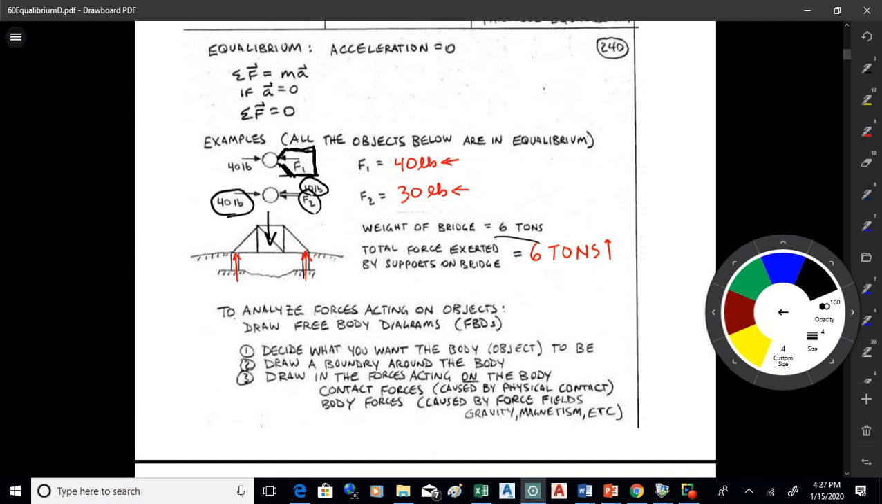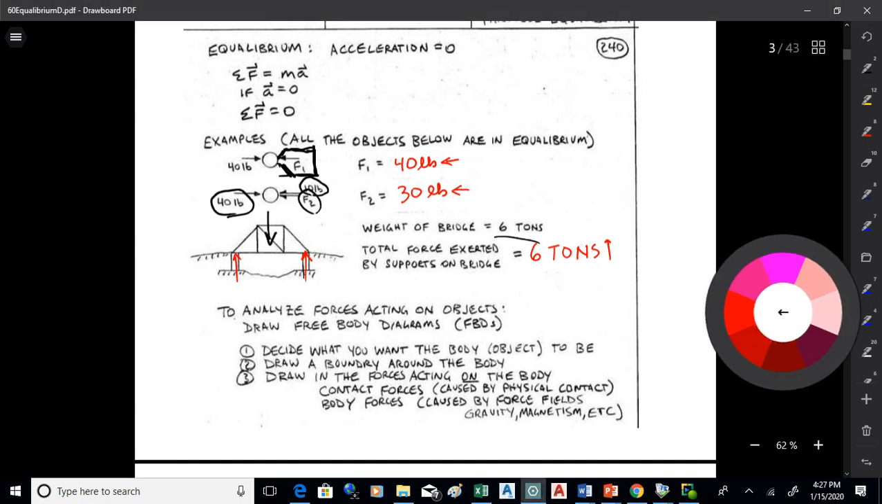You decide what you want the object to be, which is the body, draw a boundary around it, and then draw in the forces acting on the body. There's 2 possibilities for these forces. One are contact forces, which are caused by physical contact. The other are body forces, which are caused by force fields.